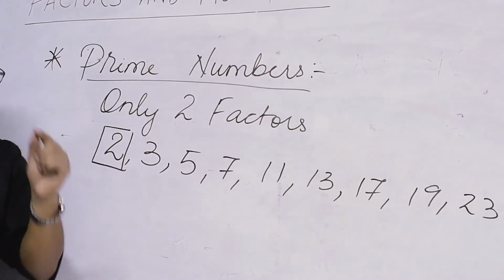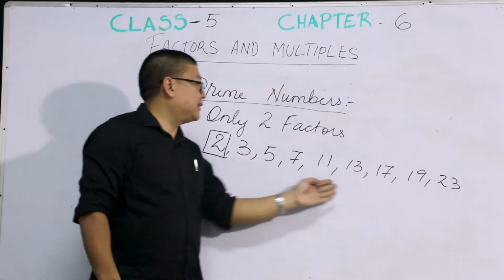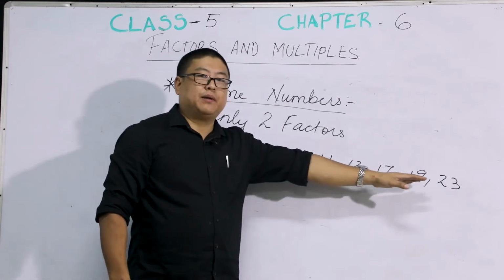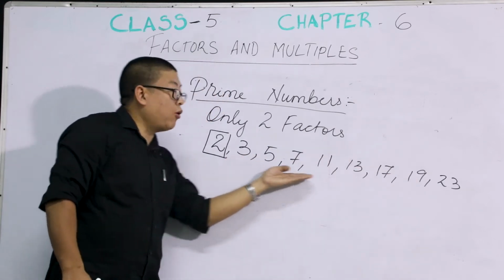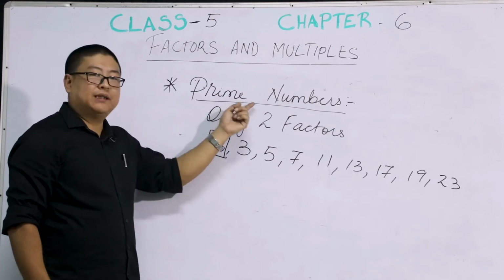2 is the only even number, that means divisible by 2. The rest, none of them are divisible by 2. None of them are in the multiplication table of 2. That means they are odd. And this is the only even number which is prime.